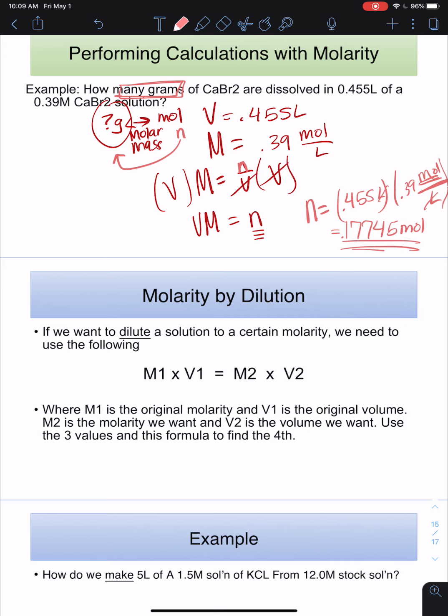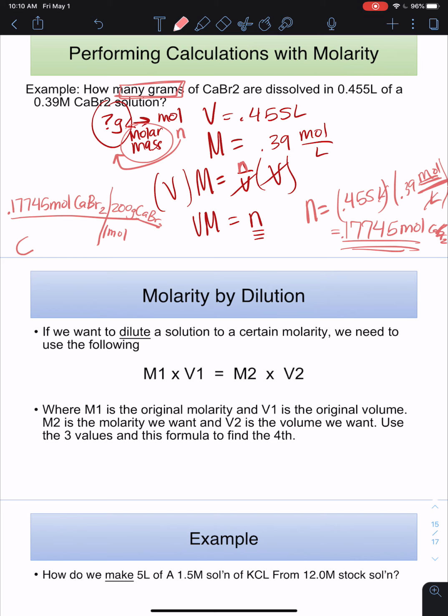So I'm going to use this moles of calcium bromide to do a molar mass conversion. I'm going to do it over here. 0.17745 moles of calcium bromide. Since mole's on top, we're going to put mole on bottom. So 1 mole is equal to 200 grams of calcium bromide. Let me tell you where I got that 200.